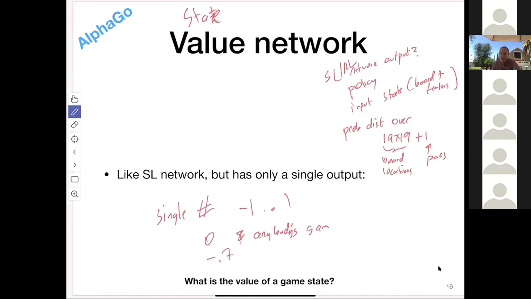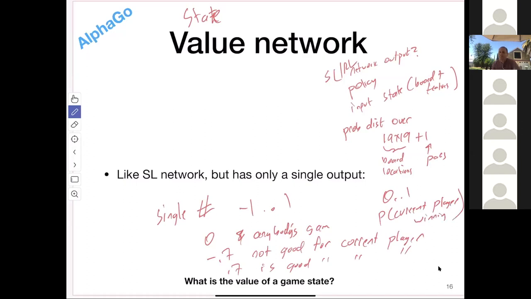How about a -0.7? Not a great move. This isn't a move, this is a state. Oh, sorry. Not a great state to be in. For who? I think actually the input also includes who the current player is, right? So it's not good for the current player. And 0.7, you know, it is good for the current player. Right. So -1 to 1, that works. We could also use just 0 to 1, so what's the probability of the current player winning is a way we could interpret that. All right, does that make sense? Yeah. Okay.